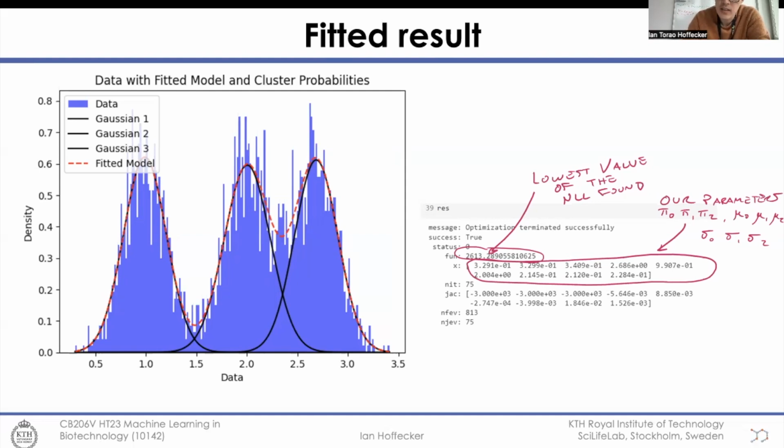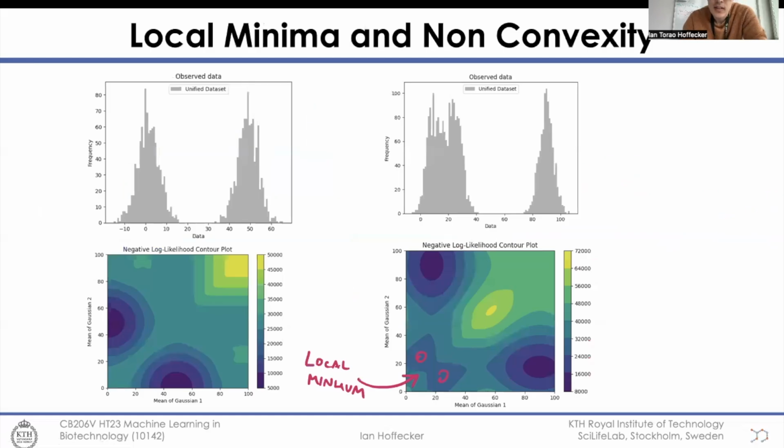And so in that case, for us, that was our list of parameters. So these are the things that are allowed to shift. And so these are the final values. So 0.3, 0.3, 0.4, 0.3, a mean at 2.6, for example. So these were the values that it found. You can see it took 75 iterations, 813 function evaluations. And so that's how it's done in practice.